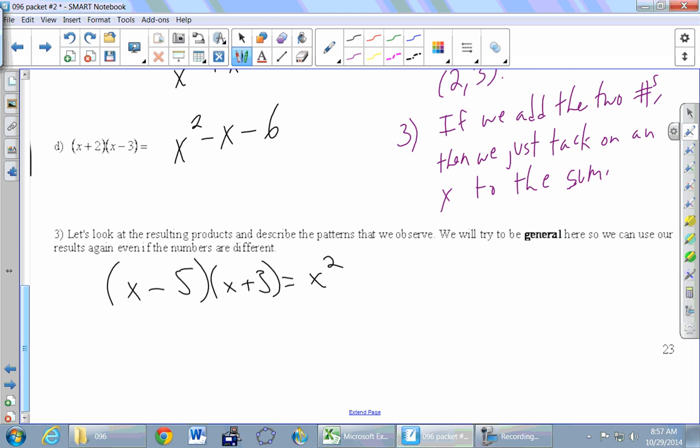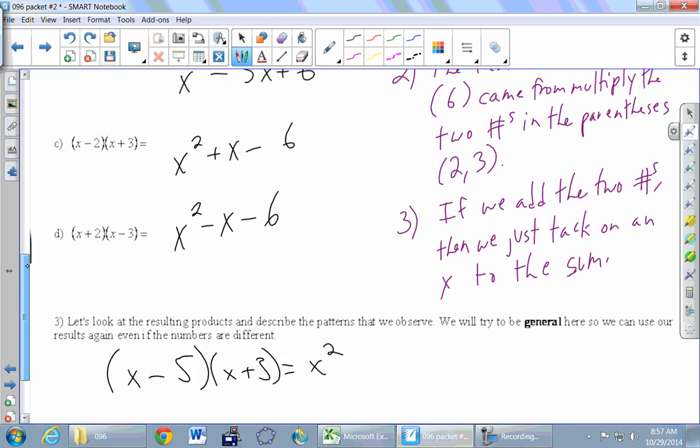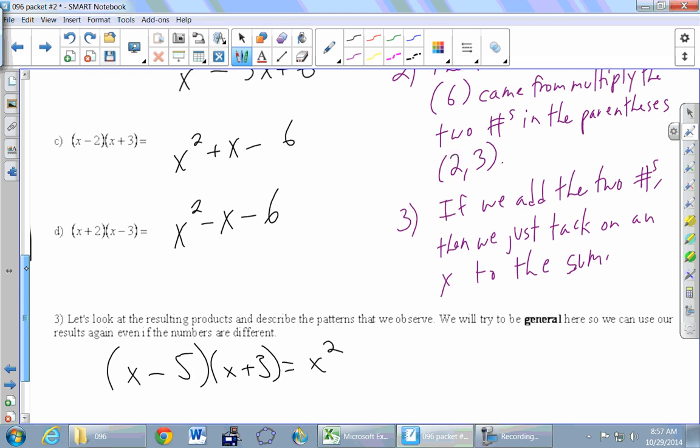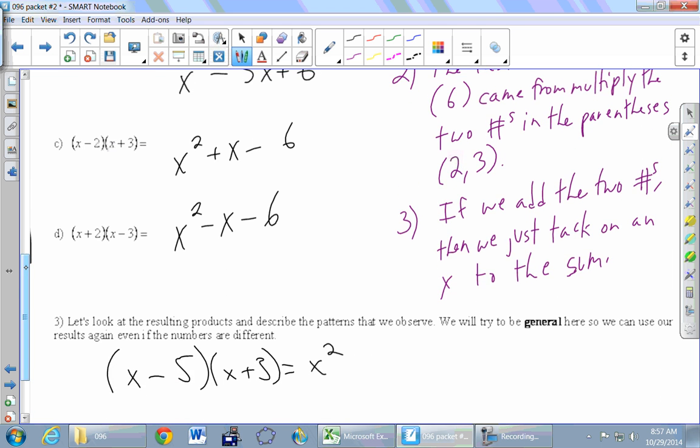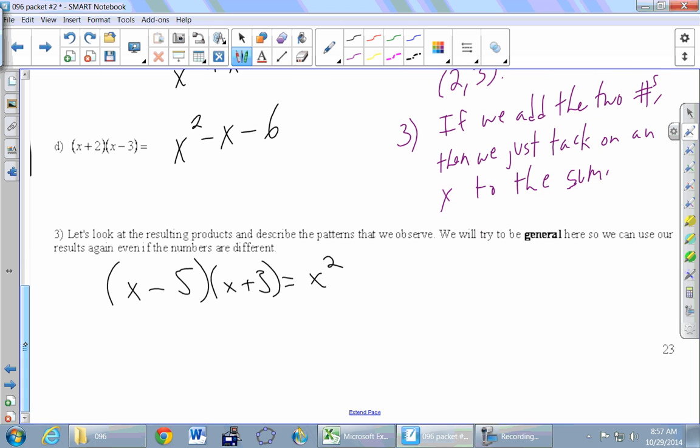Let's take care of the thing at the end, the last thing. So where did all these 6's come from? What did we do? We multiplied the two numbers, including the signs of those numbers. So we are going to multiply two numbers and stick it right here. What are the two numbers we're multiplying? Yeah, it's -5 times +3. And that gives me -15. That's going at the end.